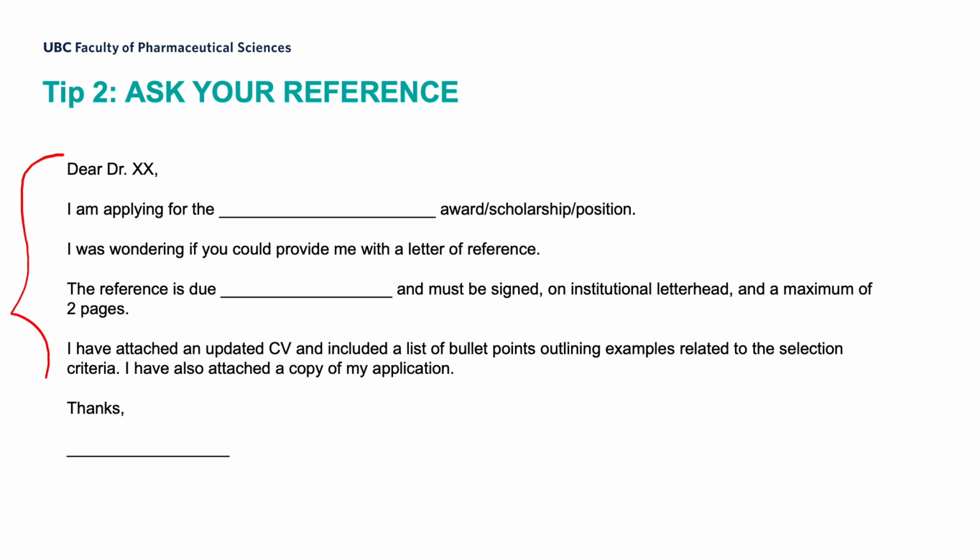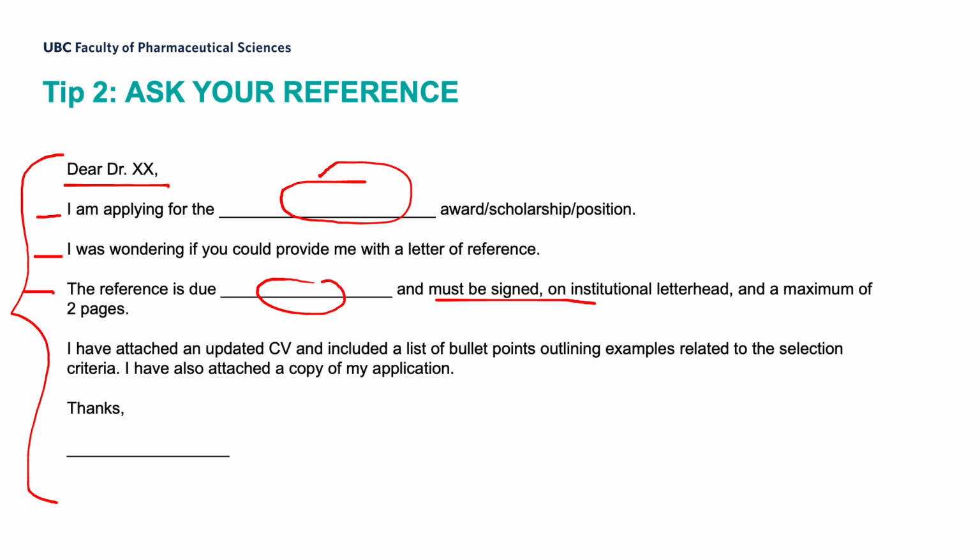So the best way to start that process is with a simple email to say in a formal way, "Dear Dr. So-and-so," and say, "I'm applying for this application," filling in the blank with the name of the application. Make it straightforward: "I was wondering if you could provide me with a letter of reference." The reference is due, you can add the due date, and then you can give the main instructions for that reference. It's not always a 1 or 2 page reference letter. Sometimes, I'll show you in a second, in terms of finding out what exactly your reference needs to provide.